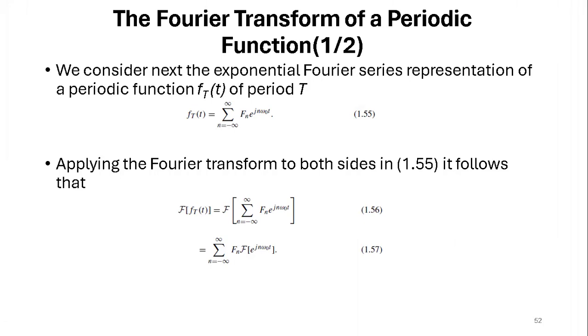We consider next the exponential Fourier series of a periodic function f of t, a periodic signal. f of t is the summation over n of c n e to the j n omega naught t. Applying the Fourier transform to both sides in 1.55, we get the following.